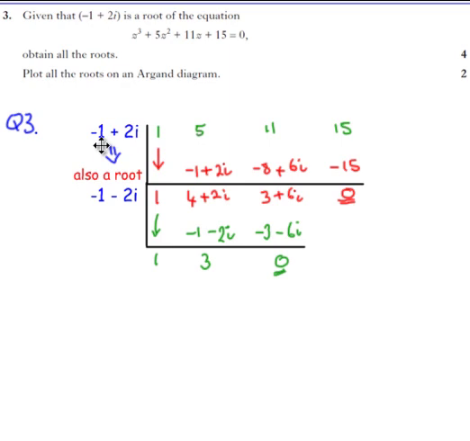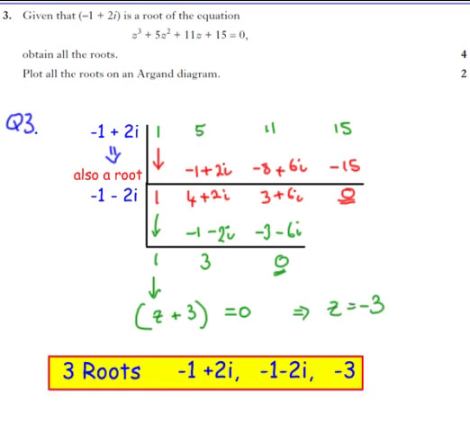So we've now got two of the roots, minus 1 plus 2i and minus 1 minus 2i. The last root comes from here. This is a quotient. We started off with a polynomial in z cubed. This is a polynomial in z squared, so this is now a polynomial but just in z. So this 1 and 3 tells us that it's z plus 3 is our final factor. So z plus 3 must equal 0, so that z is equal to negative 3, and our three roots are minus 1 plus 2i, minus 1 minus 2i, and minus 3.